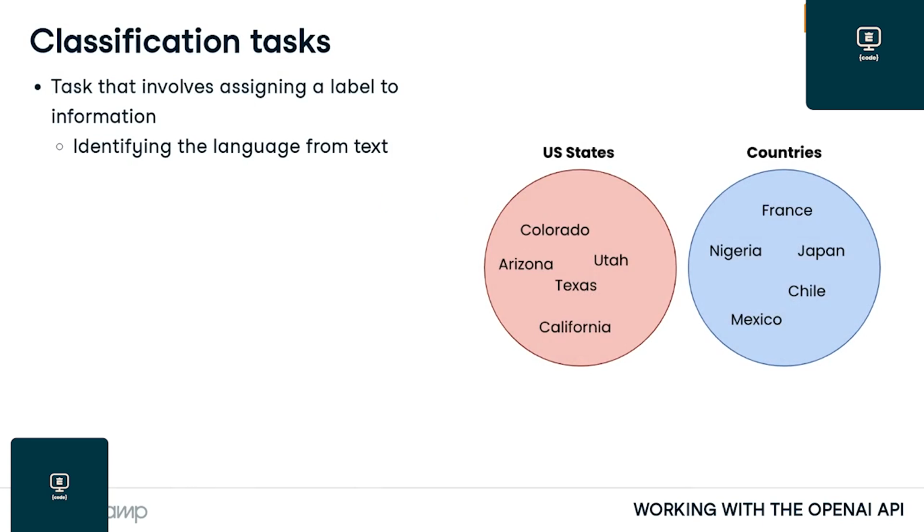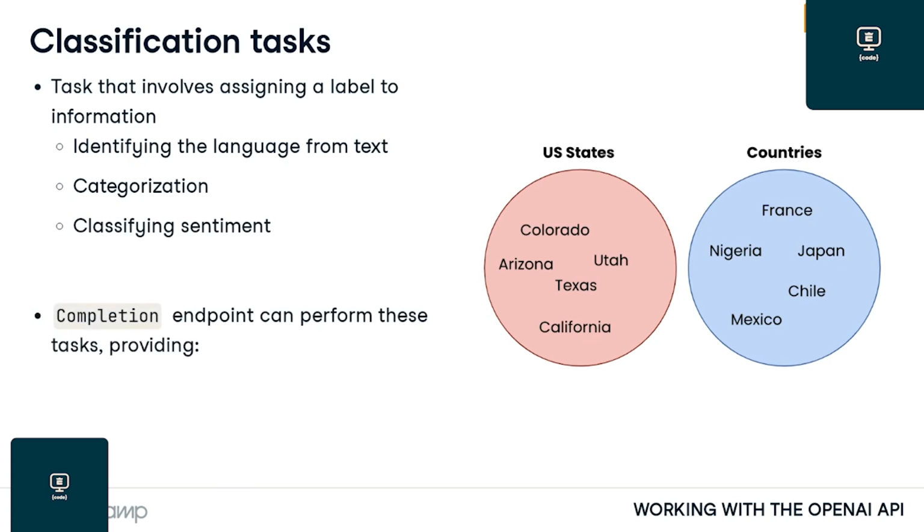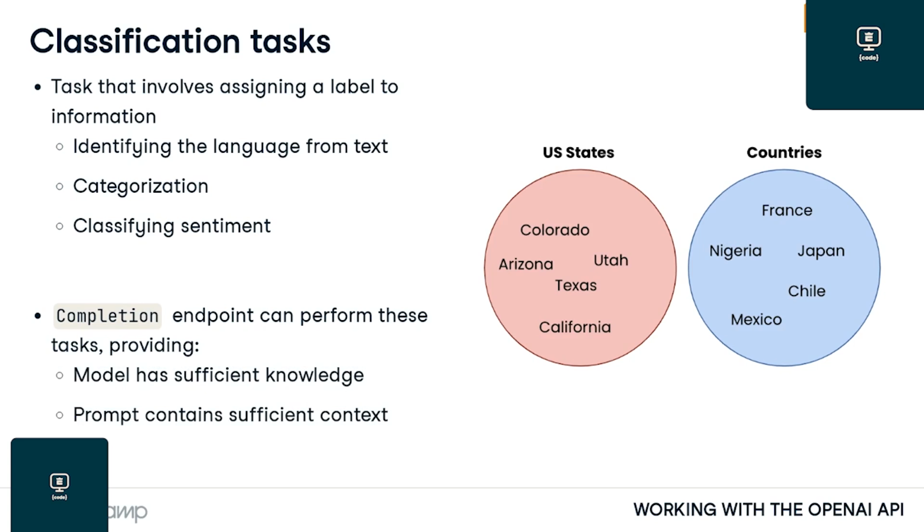This can be identification, such as identifying the language used in a piece of text, categorization, such as sorting geographical locations into countries and US states, or even classifying a statement's sentiment, that is, whether it sounds positive or negative. The completions endpoint can be used for all of these tasks, providing the model has sufficient knowledge of the subject area and that the prompt contains the necessary context.